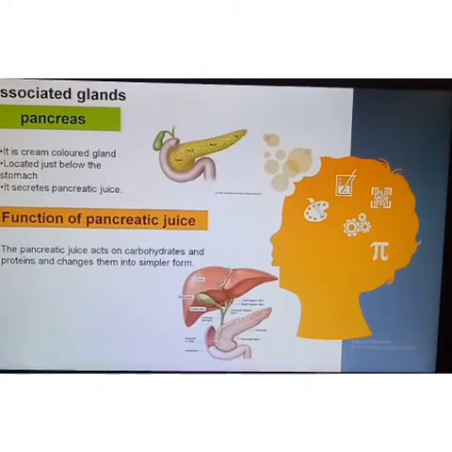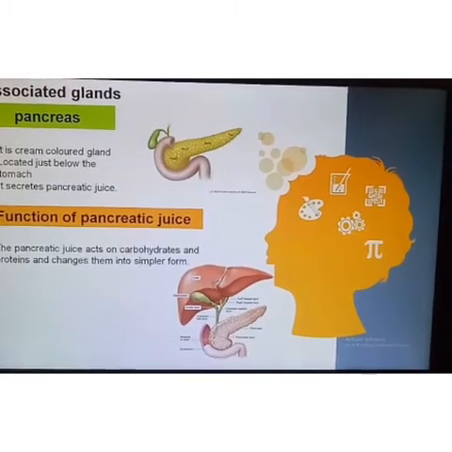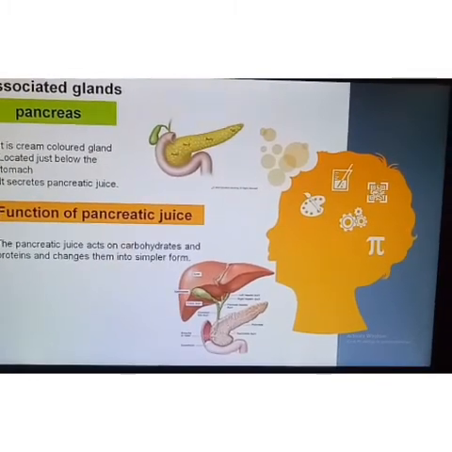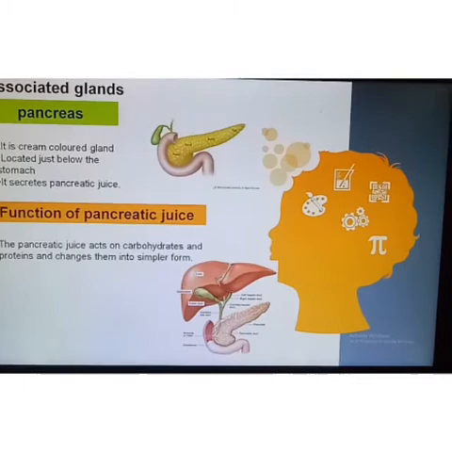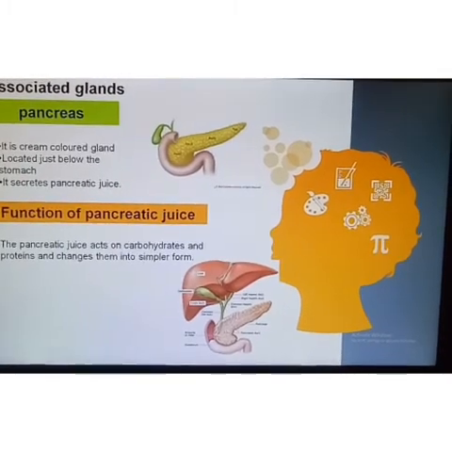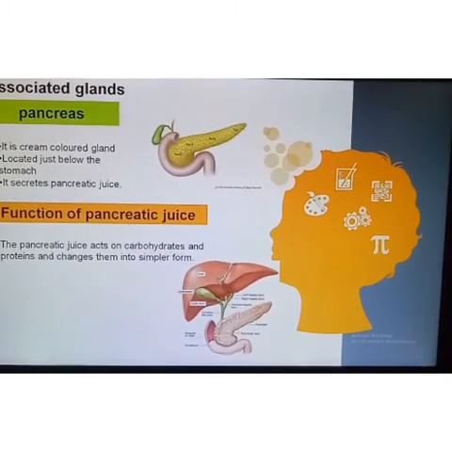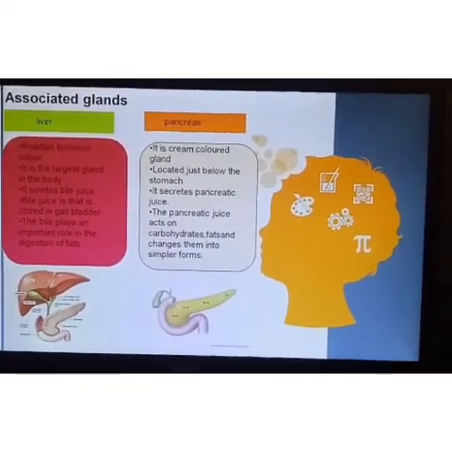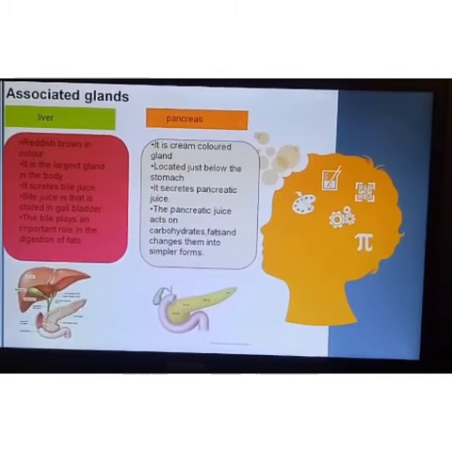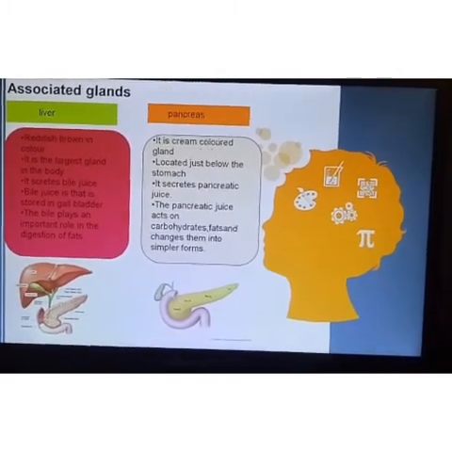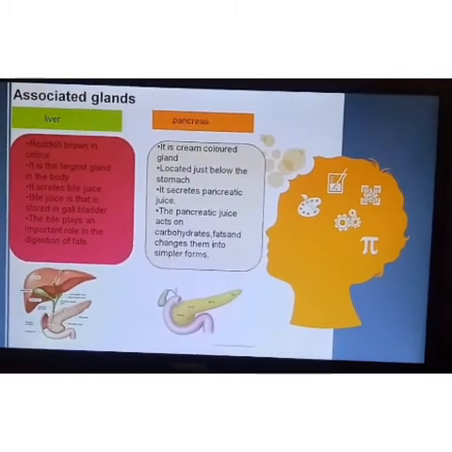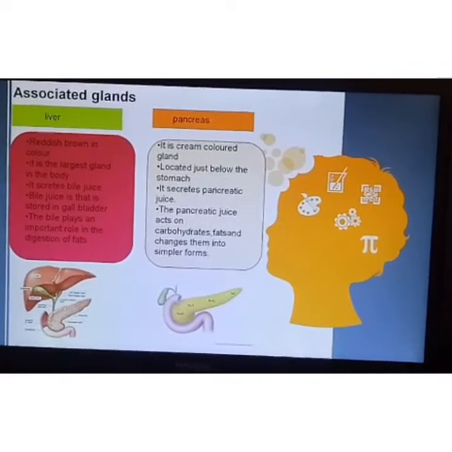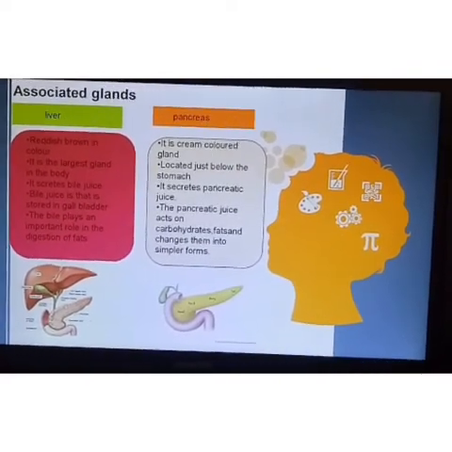So if you notice here, you see all the three glands. You have the liver, which is the largest gland, reddish brown in color, the gallbladder and the pancreas. These glands help in digestion of food. Now let us just revise both the glands again. We have the liver, which is reddish brown in color. It is the largest gland in the body. It secretes bile juice. This bile juice is stored in the gallbladder, and the bile juice plays an important role in digestion of fats.